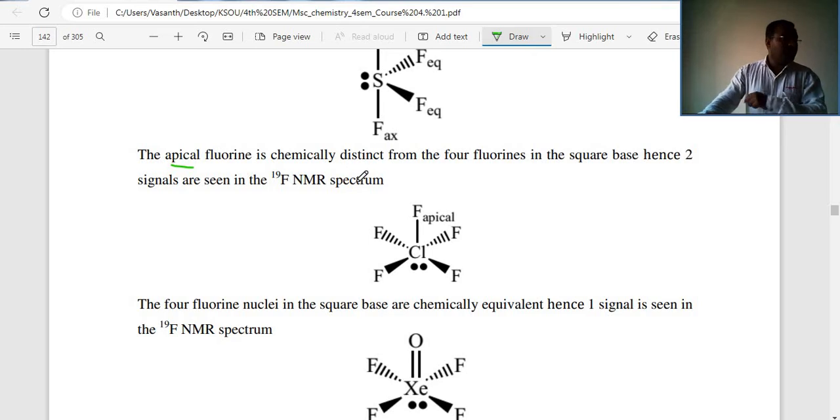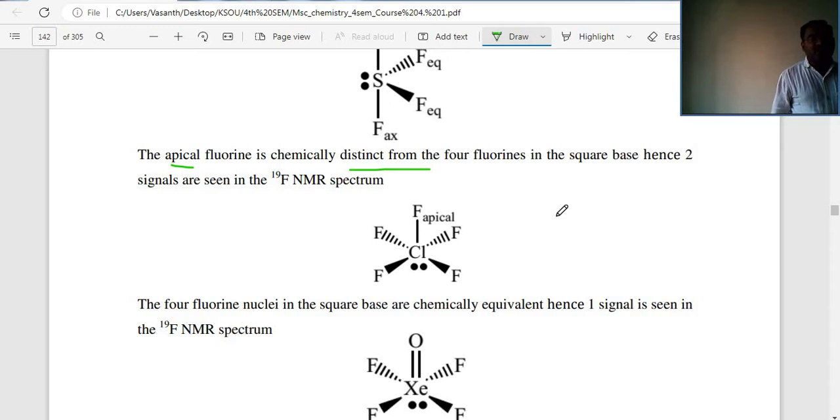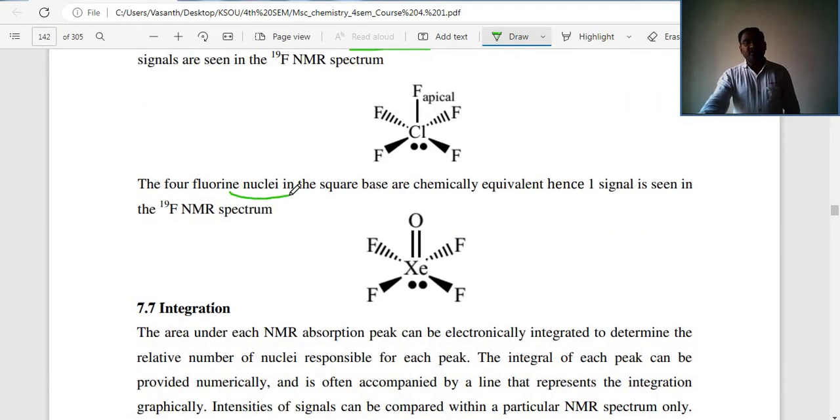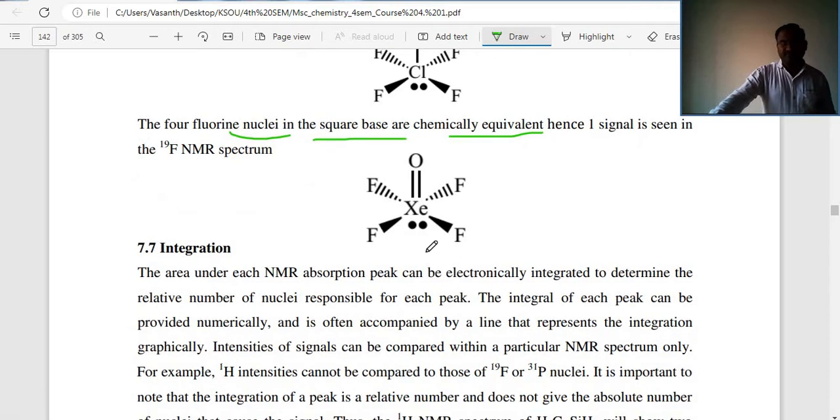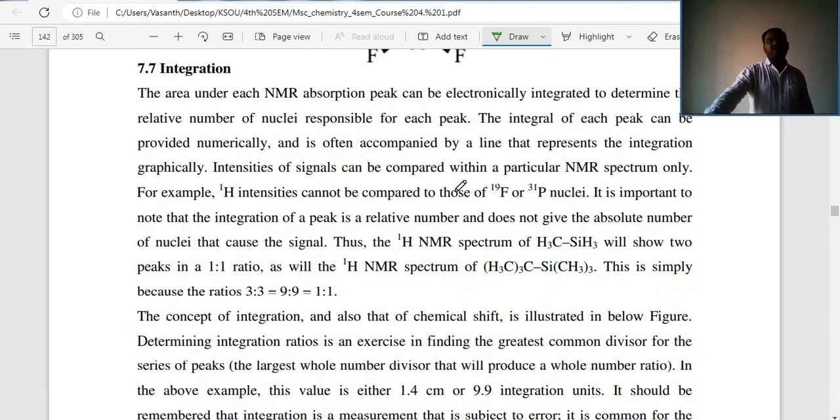The apical fluorine is chemically distinct from the four fluorines in the square base, hence two signals are seen in the fluorine NMR spectrum. We consider the four fluorine nuclei in the square base are chemically equivalent, hence one signal is seen in the fluorine NMR spectrum. These are all important examples regarding NMR spectroscopy.